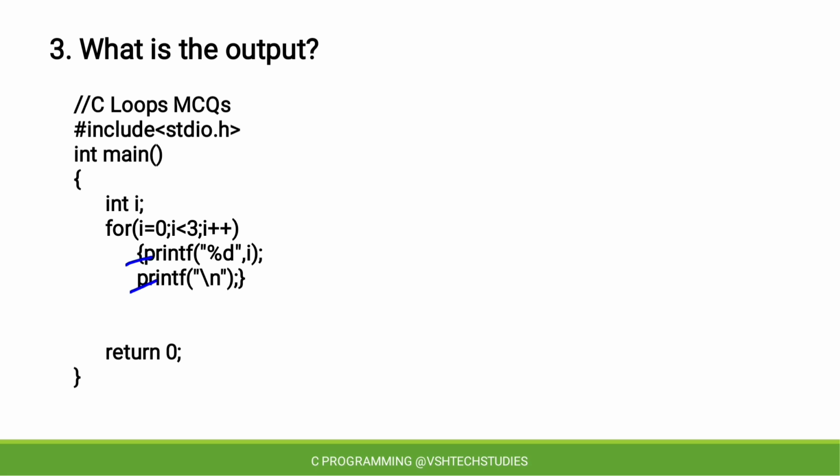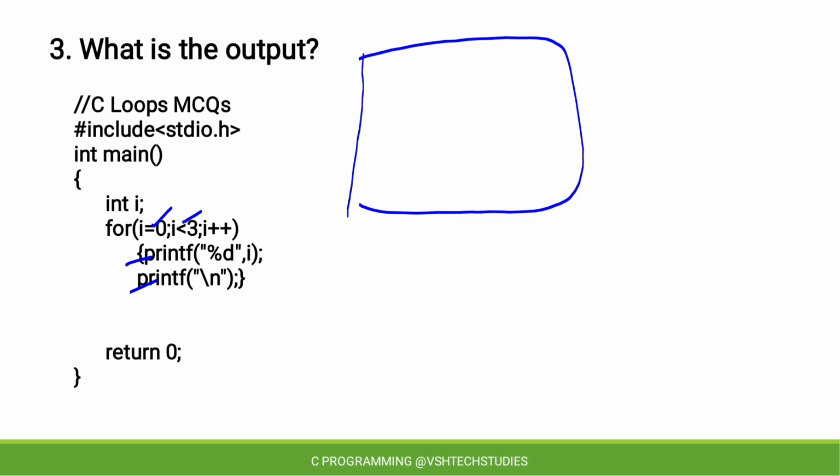So when I is 0, because it is less than 3, on the monitor printing of I value and then leaving the line. So next time I is made 1 because incrementing is mentioned. So 1 is less than 3, so printing and leaving the line. Next time I is incremented, 2 is printed and leave the line. Then I is made 3. When I is made 3, 3 is not less than 3. Then it will leave the loop.